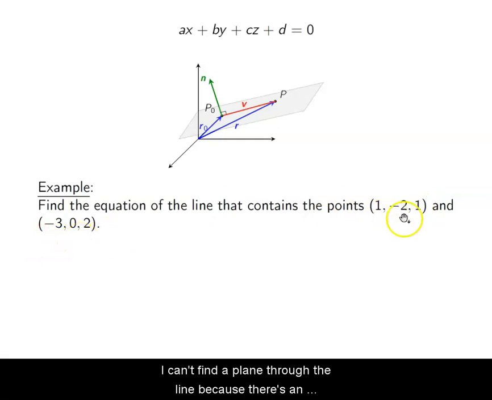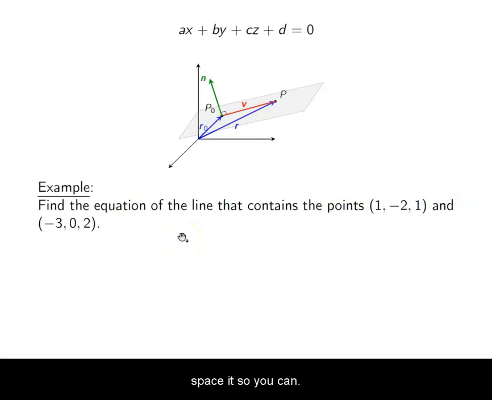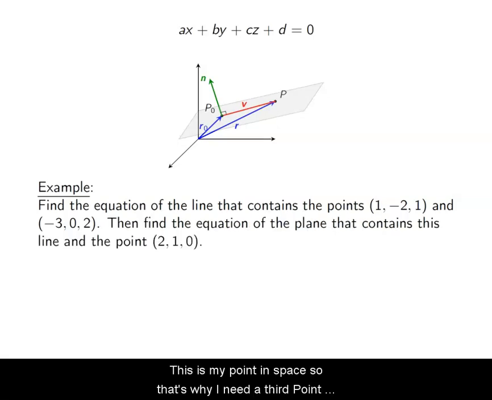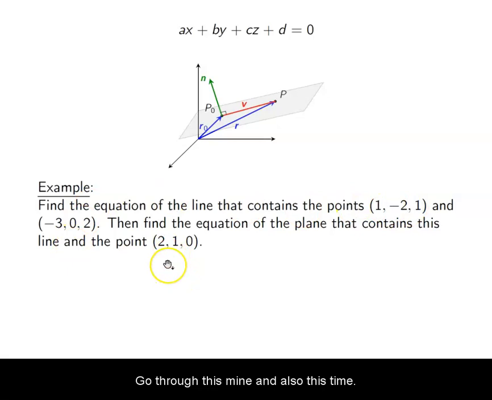I can't find a plane through the line because there's an infinite number of planes that go through a single line in space. You can also think about it like, if you had a piece of string and you tied it up, it's just a piece of string, right? If you put a piece of paper on there, you can rotate that piece of paper around that string as much as you want. So there's an infinite number of planes around that string, right? If I have a third point, then I can fixate my piece of paper and say, this is my plane in space. That's why I need a third point here in order to find the equation of a plane that goes through this line and also this point.